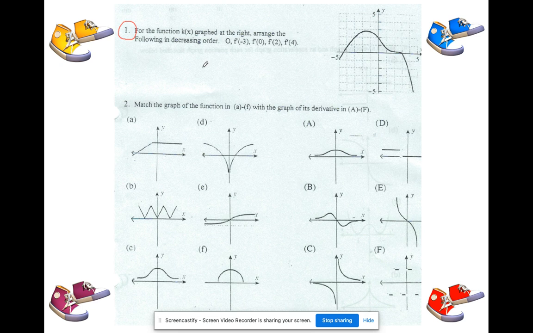But again, as I highlighted in the last videos and in live sessions, please, please, please pay attention to which graph you're looking at and what they're asking you about. So they're giving me a function here, graphed. It's a regular function. It's not a derivative. They're giving me the original, and they want me to arrange the following in decreasing order. Pay attention. Decreasing order. So least to greatest.